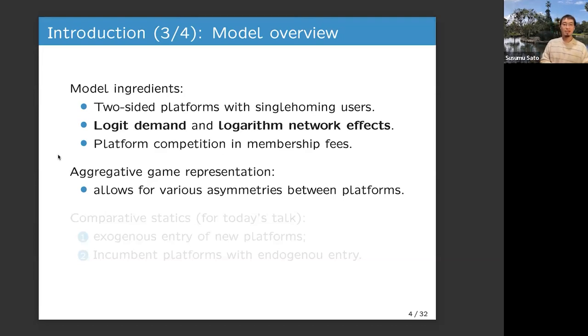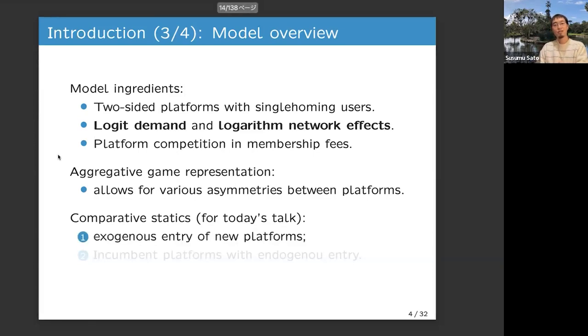So using this analysis, we do several comparative statics. Actually, we did many, but for today's talk, I discuss two things. One is the competitive effect of an exogenous entry of new platforms. So what happens when a new platform enters? And another is the effect of the changes in behavior or characteristics of incumbent platforms when many potential entrant platforms endogenously enter into the market. I talk about these two analyses.